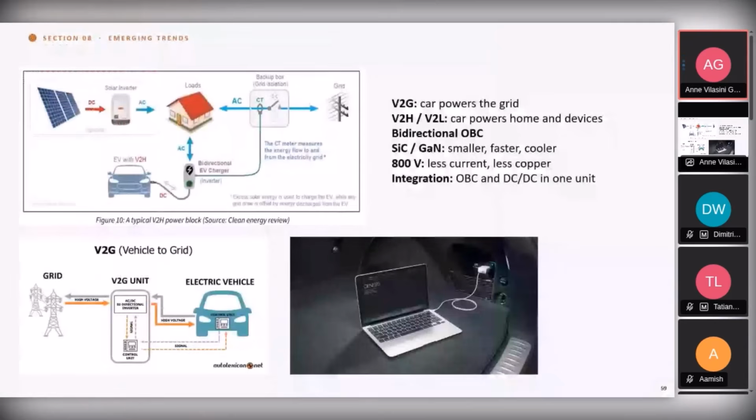Emerging trends. As we spoke about before, we have vehicle to house. You can power your house with the EV. You can also send power back from your car to the grid during peak hours, and you can get paid. And this is V2L, where you can charge from your car to any load, like your laptop or something else. Another trend that is coming up is integration.